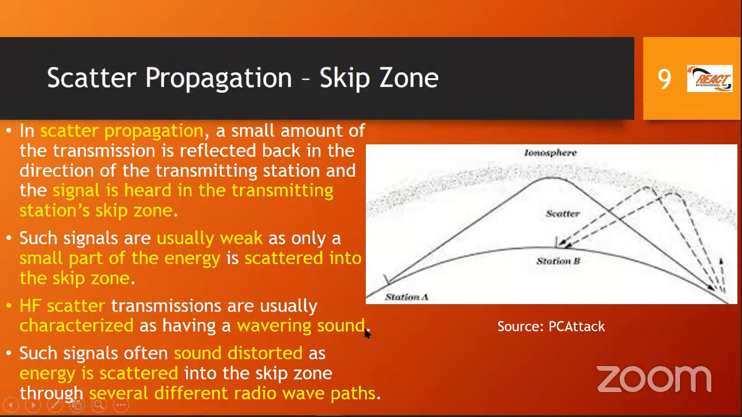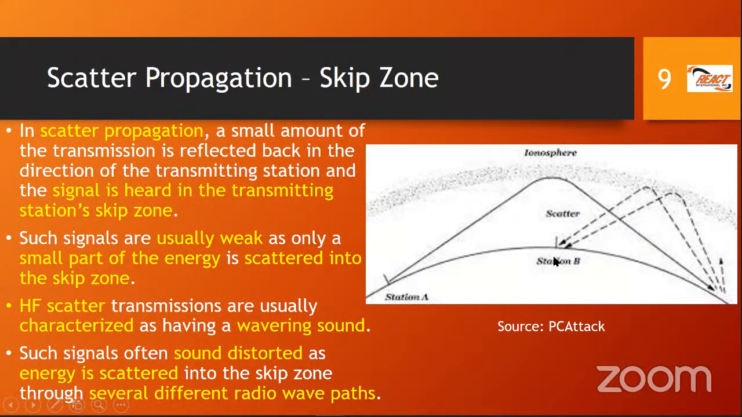Also, for the exam, you need to know, HF scatter transmissions are usually characterized as having a wavering sound. So the sound is not steady at all. It's kind of coming and going, very wavering. So the quality is not of the best. You're communicating, but it's weak, it's wavering, but at least you're communicating. Such signals often sound distorted as the energy is scattered into the skip zone through several different radio wave paths. So we saw here how we have more than one signal arriving through the scatter. Well, that causes distortion as well.